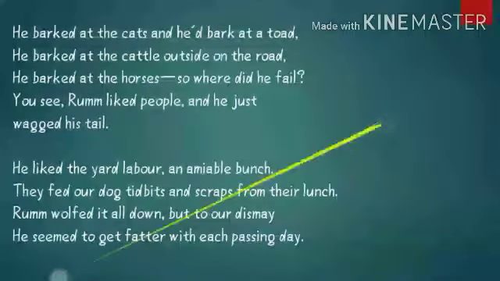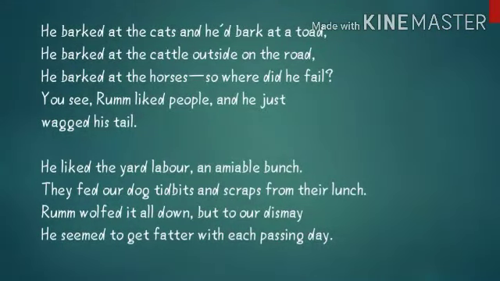He barked at the cats and he would bark at a toad. He barked at the cattle outside on the road. He barked at the horses. So where did he fail? You see, Rum liked people and he just wagged his tail. He liked the yard labor, an amiable bunch. They fed our dog tidbits and scraps from their lunch. Rum wolfed it all down, but to our dismay, he seemed to get fatter with each passing day.